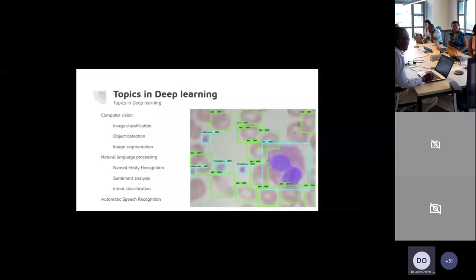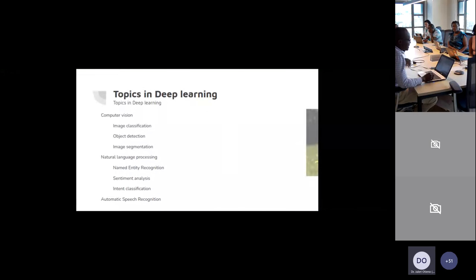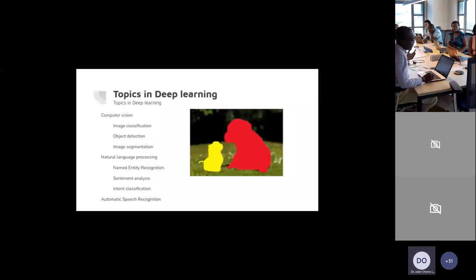Now, image segmentation is a little bit more granular. We don't only want to know where in the picture it is, but which pixels in that picture actually belong to that object of interest. And I'm sure you can make out the cute puppy and the cute kitten from what you're seeing before you.